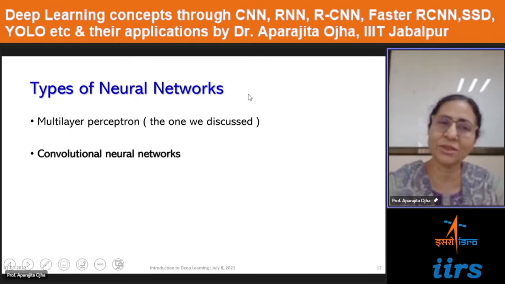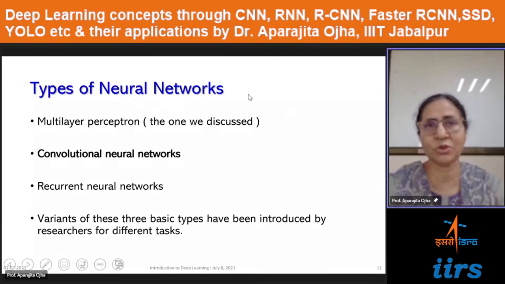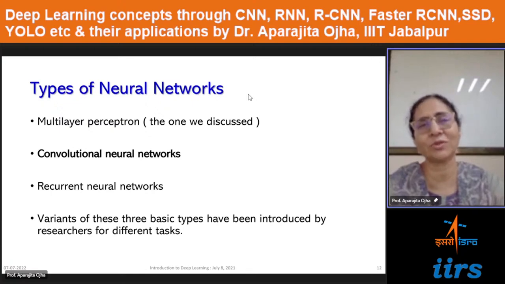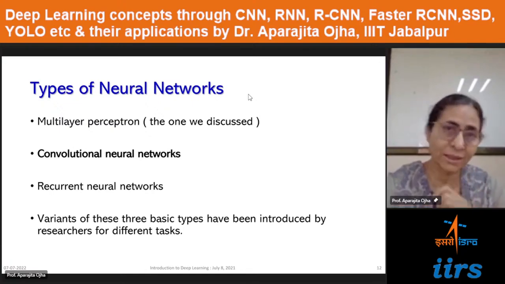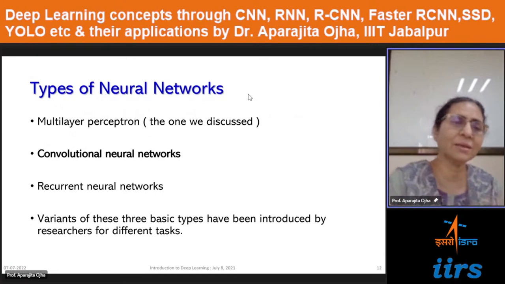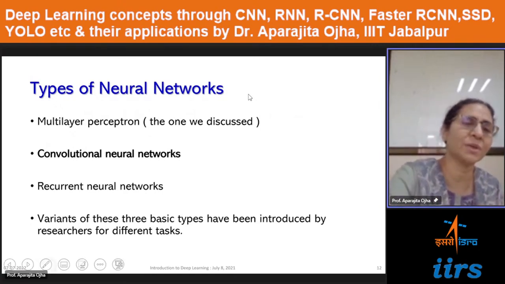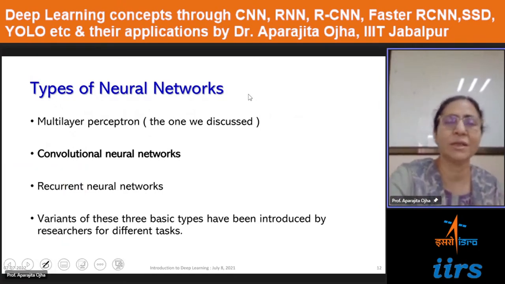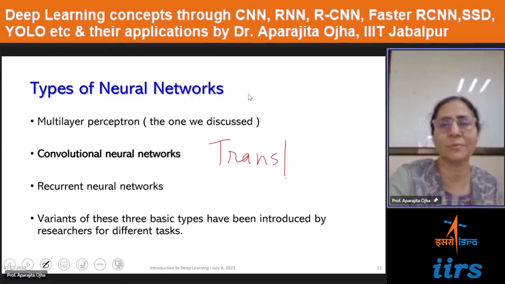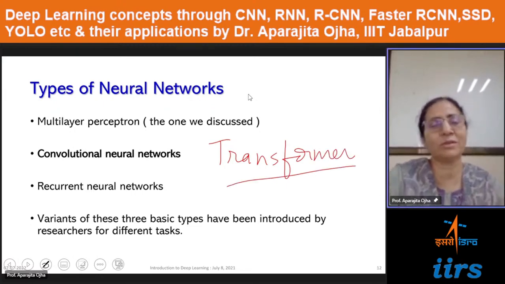So there are various types of neural networks. Multi-layer perceptron, you must have heard, convolutional neural networks, recurrent neural networks, and there are variants of these types of neural networks. Lately, there is another type of network that has become very, very prominent, and that is known as a transformer. These are very important networks that are coming.